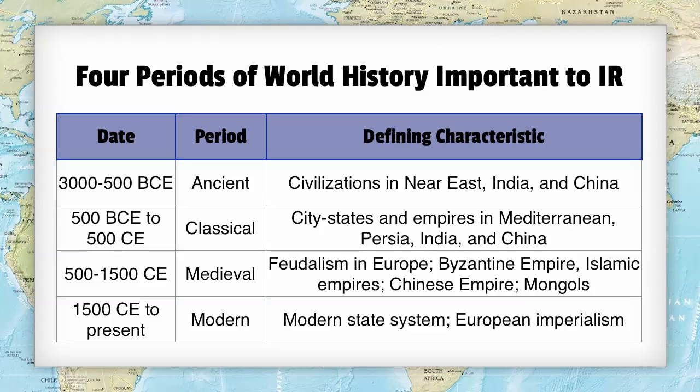And then you have from 1500, roughly, actually 1492, which I'll talk about here in a moment, the modern system, which really begins to grow and build. You don't have the modern state system until 1648, but you have the spread of European imperialism and a number of things happen. So the modern period is a little bit different.